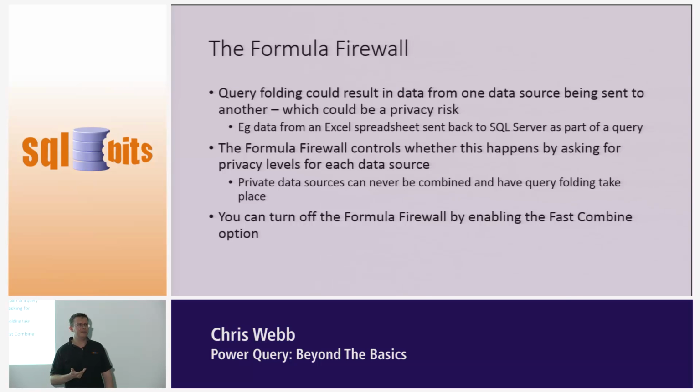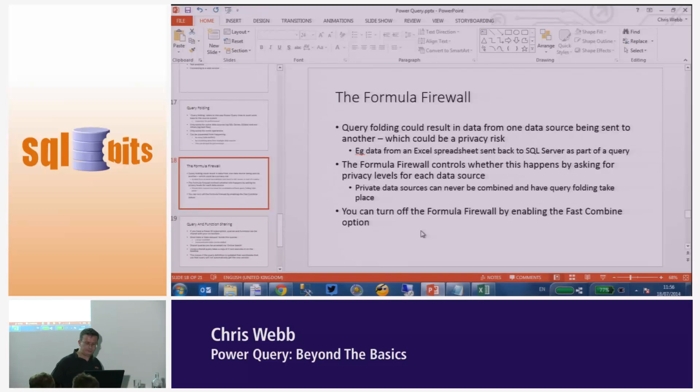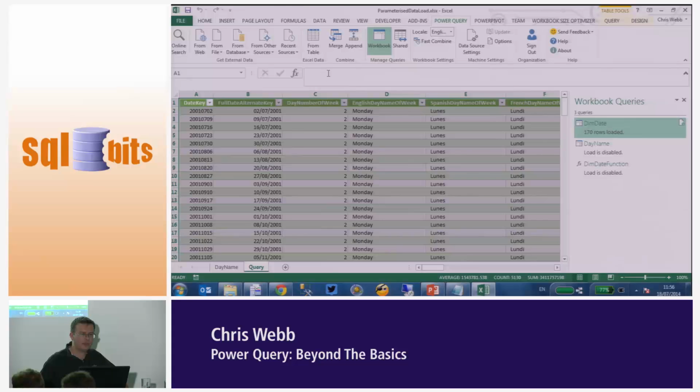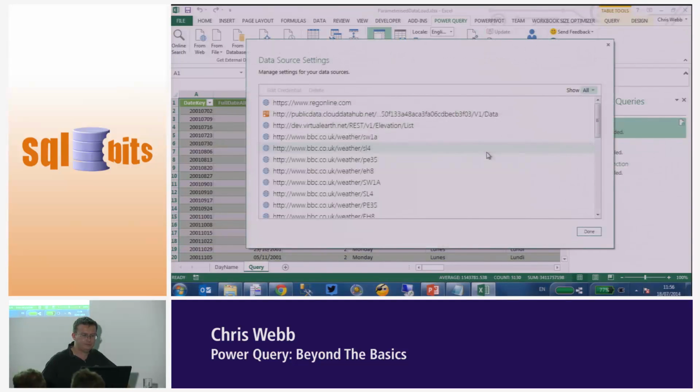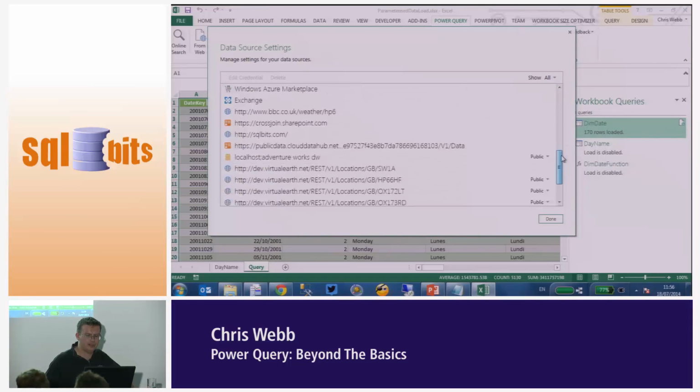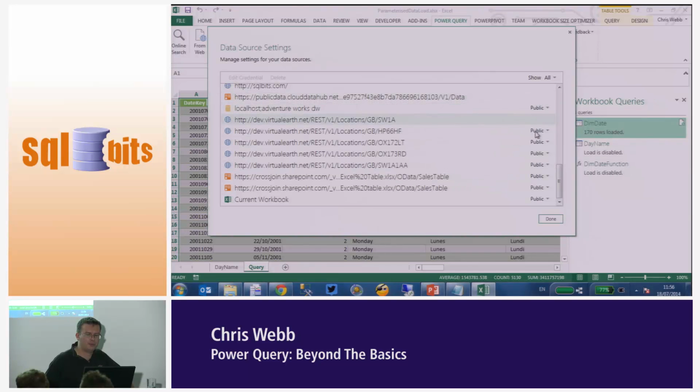This is called the Formula Firewall. It's much less obvious in the current build than it was in previous builds. In previous builds, it was quite intrusive. But at the moment, we are sure that query folding is happening. Now, what we can do for each data source is go up to the data source settings here. And here I can see not only the credentials for each data source, but I've got the privacy levels for all of these data sources.